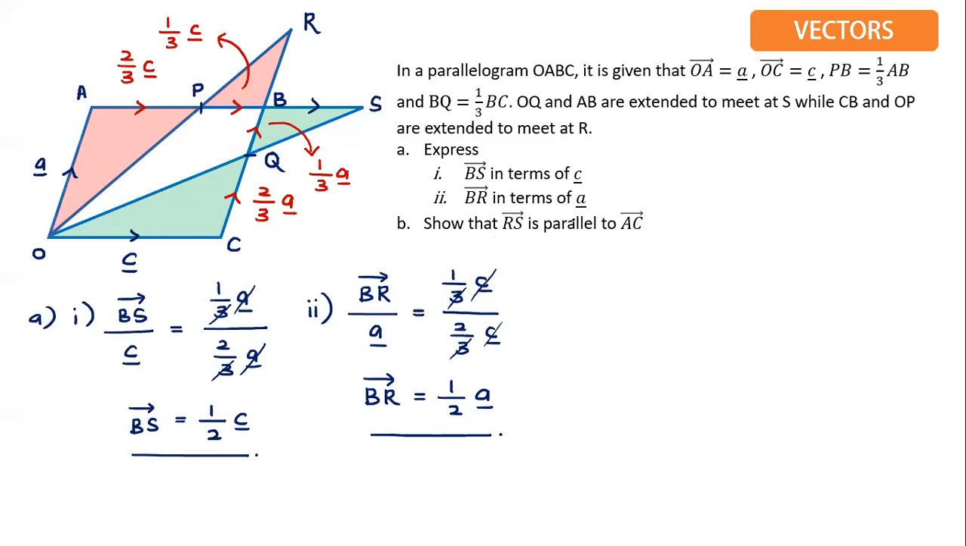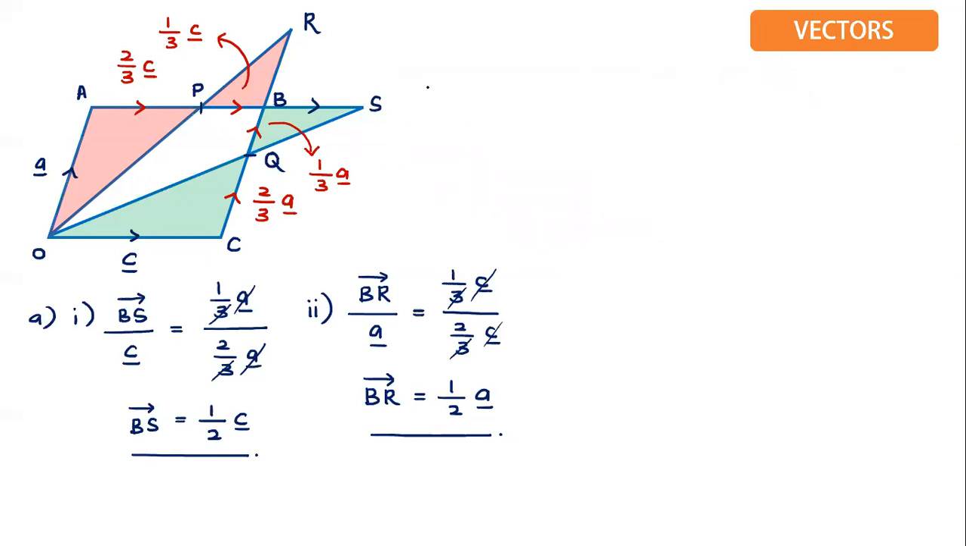So we move on to question B. Show that RS is parallel to AC. Okay, I want to remove this part because I need a space there. So for question B, listen. I need to find what is RS first.